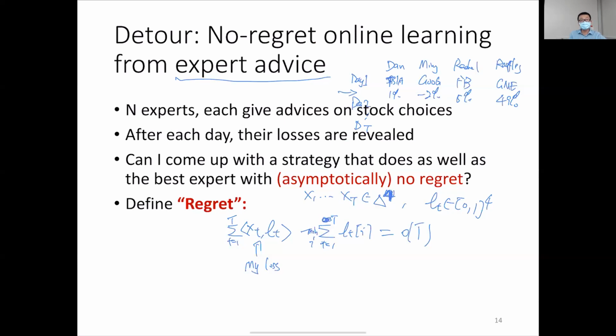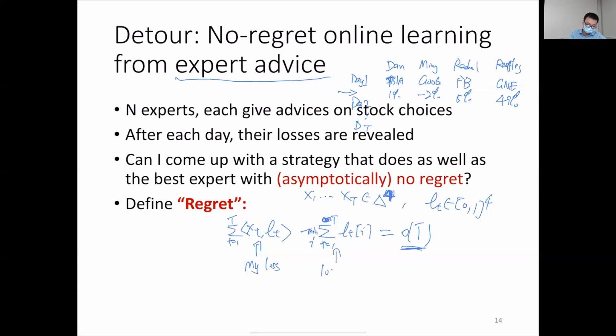Little o of T means that as T gets larger, the regret needs to be sublinear in the time horizon. As T gets larger, my loss on average, if you divide both sides by T, converges to the performance of the best expert. Right, so it's a modest learning goal, and whenever the regret is sublinear in T, this is called a no regret or asymptotically no regret learning algorithm.